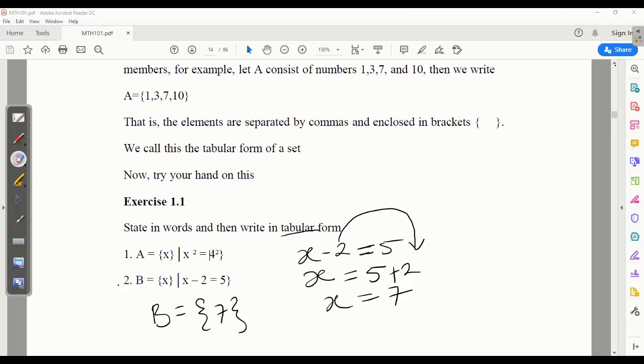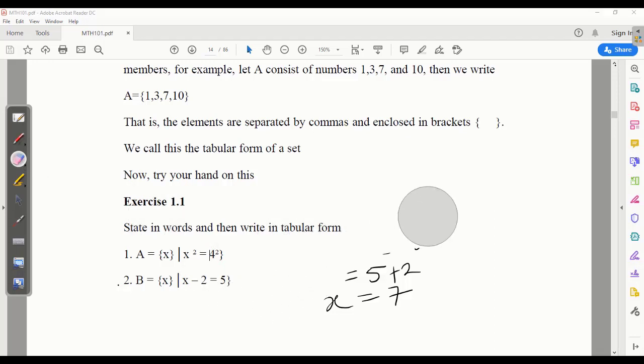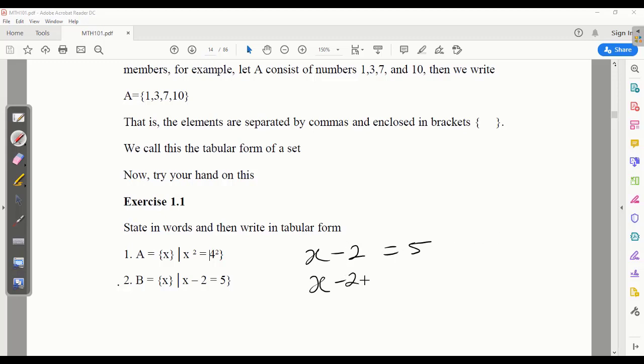Right? Now another way of solving this equation is, you say x minus 2 is equal to 5. To eliminate this minus 2, you add 2 to both sides. So I'll say x minus 2 plus 2 is equal to 5 plus 2. You see plus 2 here? I'm adding plus 2 to both sides. So I now have minus 2 plus 2 is equal to 0.